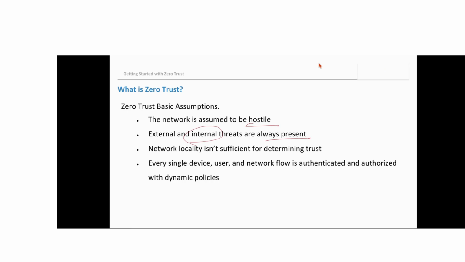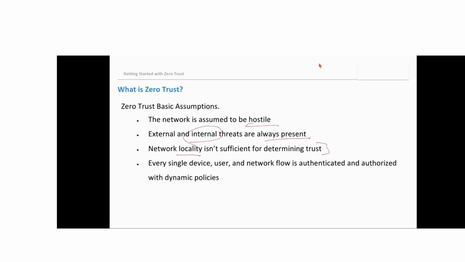So we've always had internal threats, but with all the stuff I've been doing, there's been hardly anything that we could do about the internal threats once they were in, other than, hey, you've got physical access to floor three. We used to be so dependent on physical location, right? And obviously, we all know that's no longer the case. So network locality isn't sufficient for determining trust.